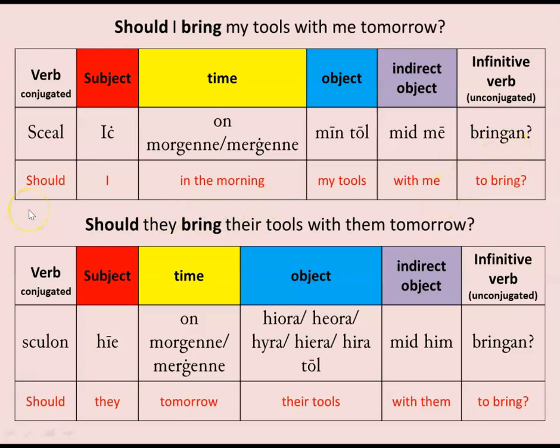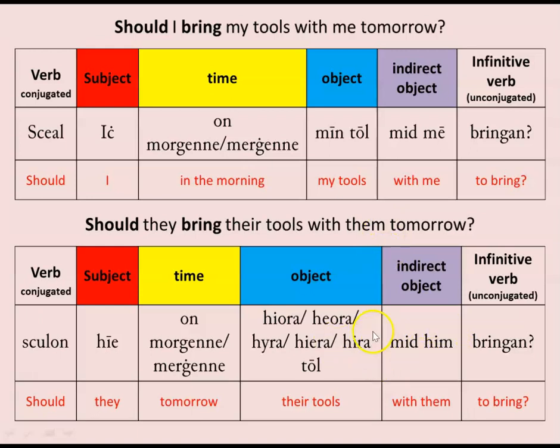Okay, should they bring their tools with them tomorrow? So again, now this is they, so it is plural. Present tense, so that conjugation for should becomes shullen, whereas up here, first person present tense singular was shall. Now this is plural, present tense, shullon. Shullon here on marchene, hiera, toll, mit him beringan. Now, mit him is them in this case.